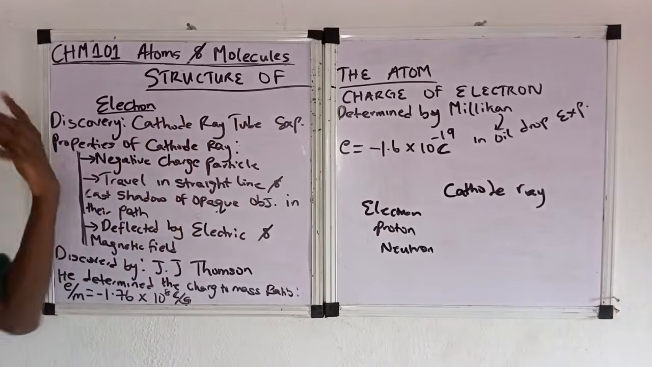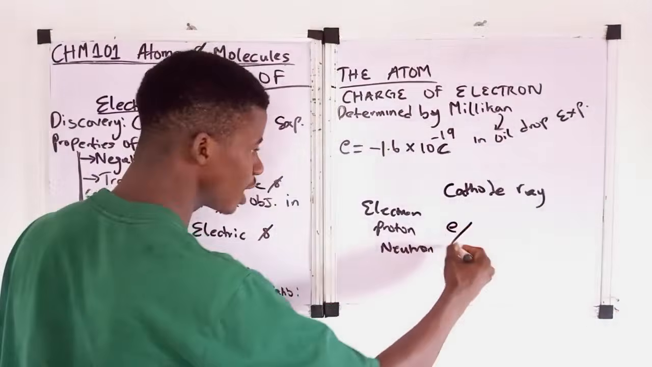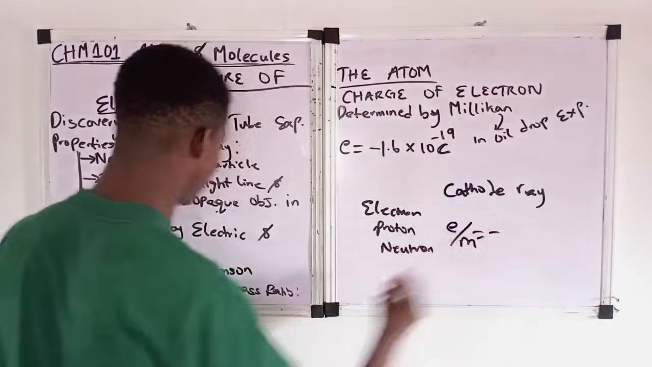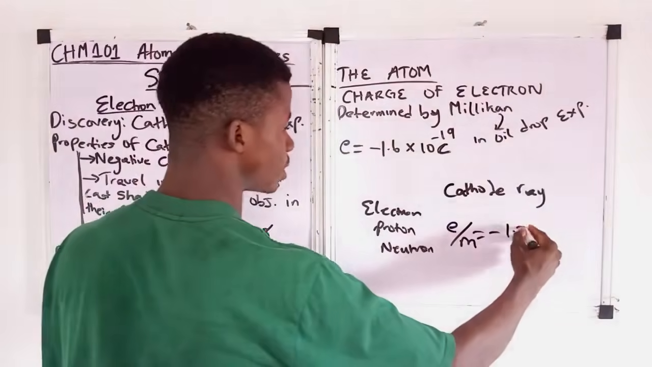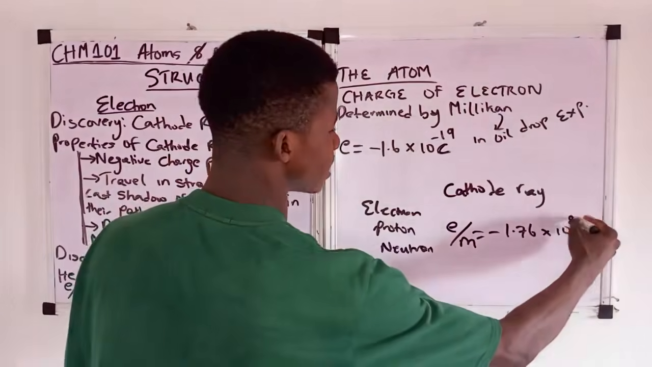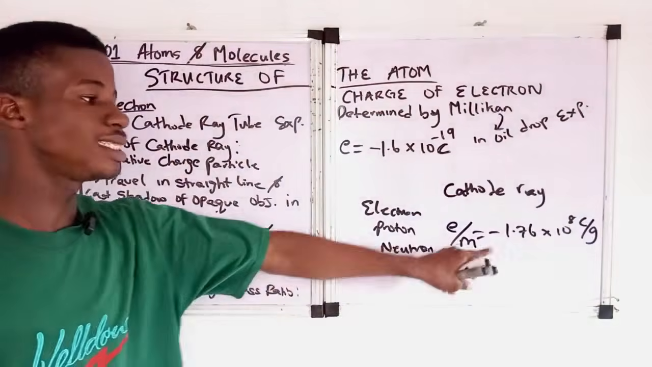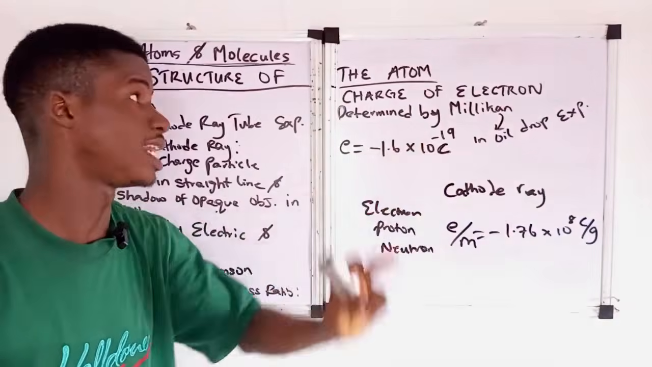Apart from that, J.J. Thomson determined the charge to mass ratio of the electron. The charge to mass ratio of the electron is determined to be minus 1.76 times 10 raised to power 8 coulomb per gram. This is the charge to mass ratio of an electron.